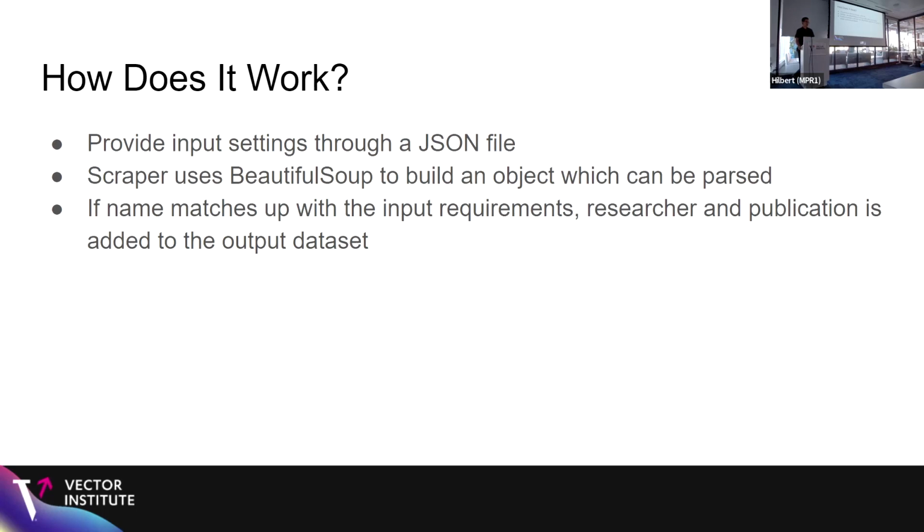This scraper uses Beautiful Soup to build an object which can be parsed. And essentially, if a name matches up with the input requirements that are fed to it through the JSON file, the researcher and the corresponding publication, whether it be from a workshop or an actual publication, then it's added to the output data set.